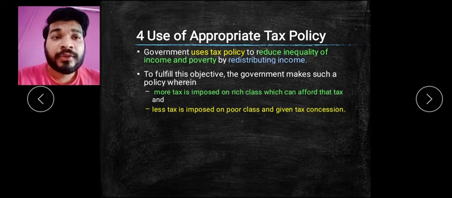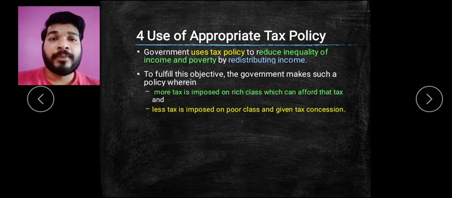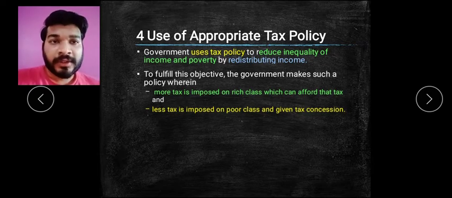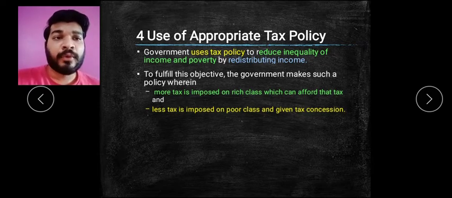Second, to fulfill this objective, मतलब ये गवर्नमेंट का जो ऑब्जेक्टिव है उसको फुलफिल करने के लिए what does the government do? They try to impose more tax on the rich class people who can afford this particular tax, and less tax is imposed on the poor class people.